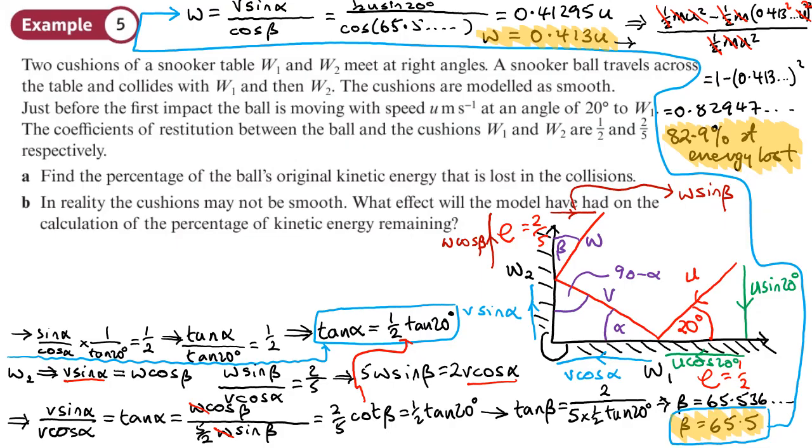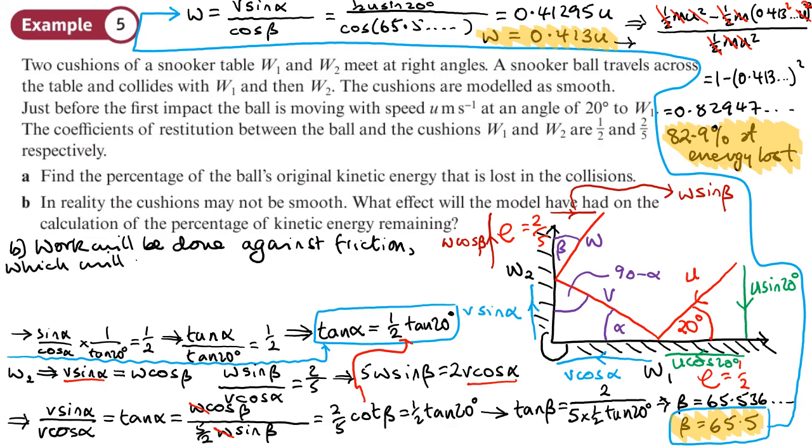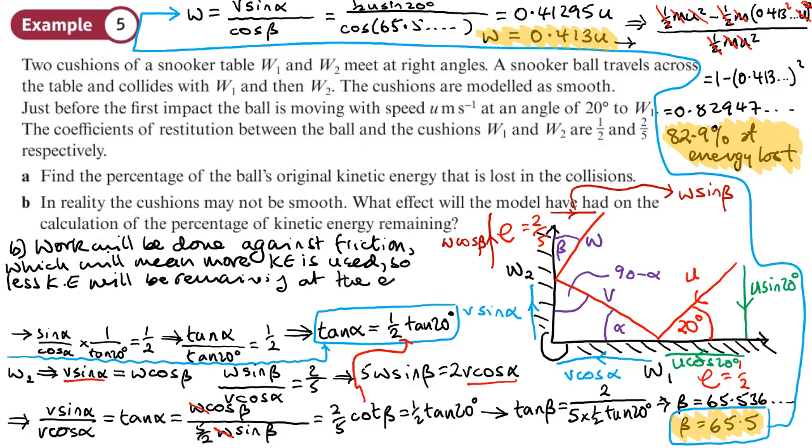Okay, so let's answer that. So part B, so work will be done against friction, okay, which will mean more KE is used, so less KE will be remaining at the end.